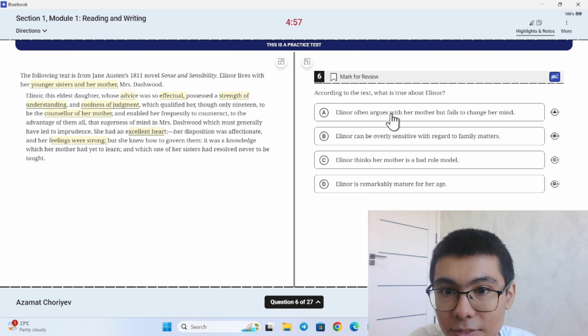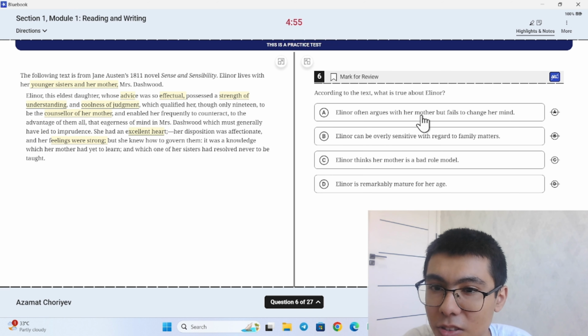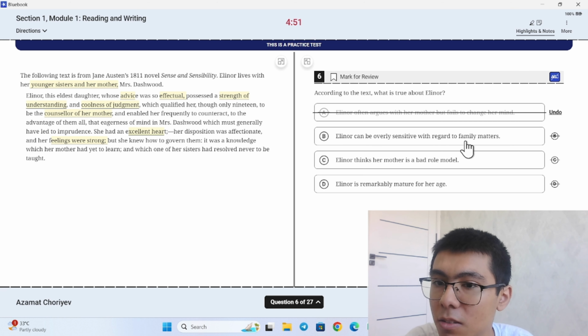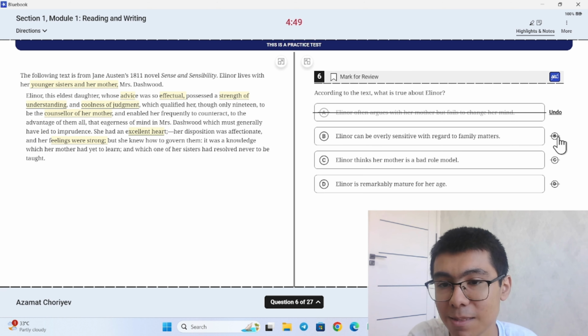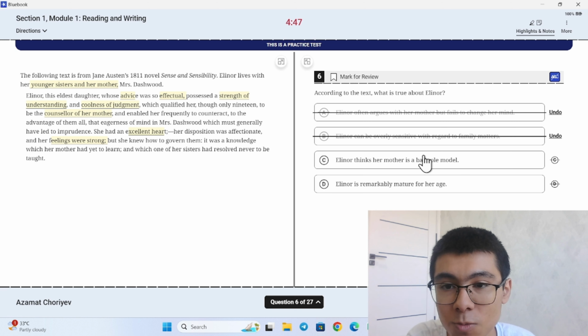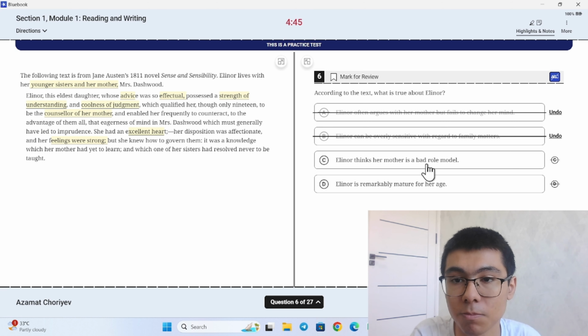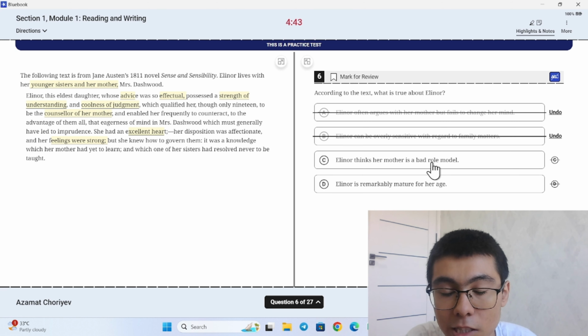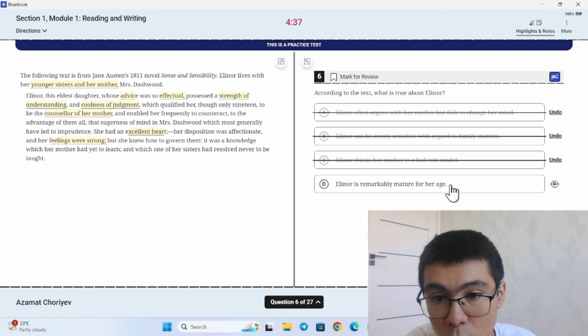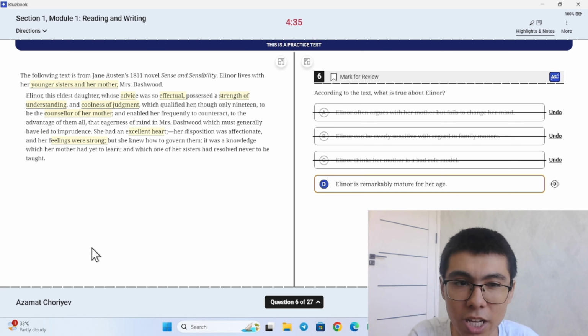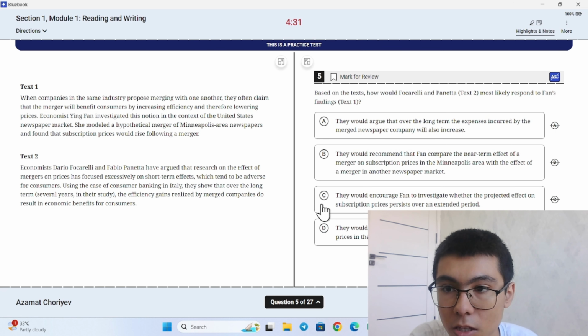Okay, 5 minutes left. Nothing about arguing with her mother. Nothing about being sensitive. The passage is more about Eleanor being really positive. No, she doesn't think her mother is a bad role model. Nothing about her mother being a bad role model. Yes, she's mature for her age. All these characteristics represent that.